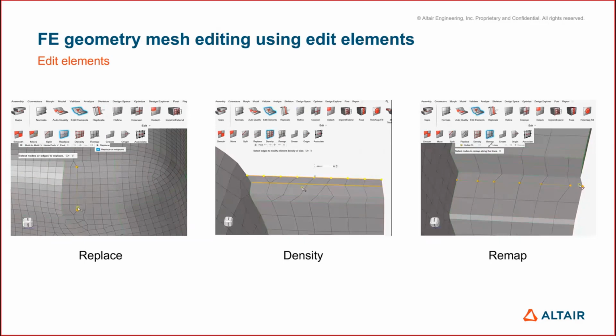Also with the replace tool for FE geometry and the density tool. In the previous case, when we had these 1D edges, we were never able to adjust the densities. Now with FE geometry, you will be able to adjust densities and get the mesh flow you want. So density and remap did not work well along with ND, so everything has been fixed with FE geometry.